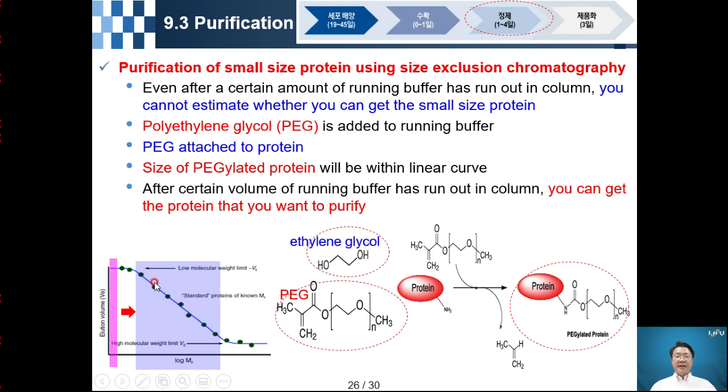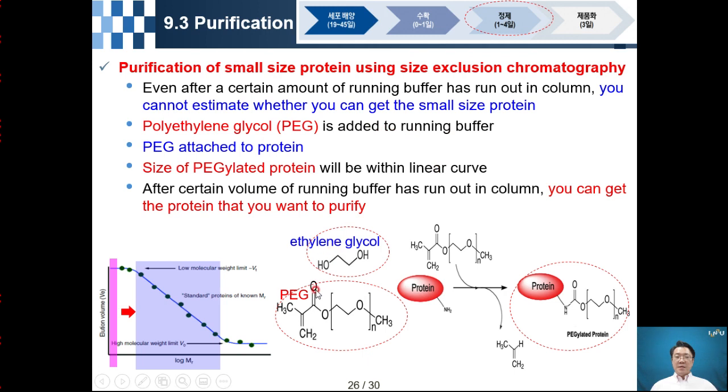After a certain volume of the running buffer has run through the column, maybe we can get the protein that we want to purify. This is what we always use when we purify small size proteins. Once again, their size is not within the linear curve, so we always add PEG to the running buffer.